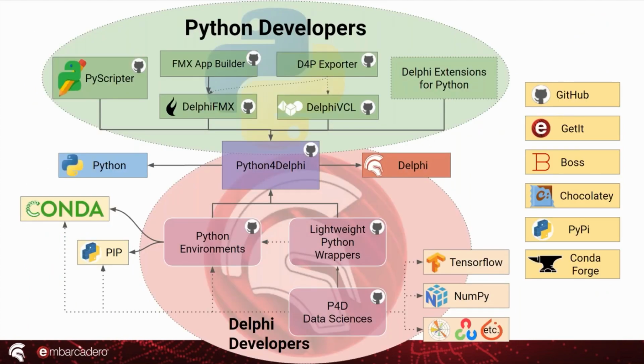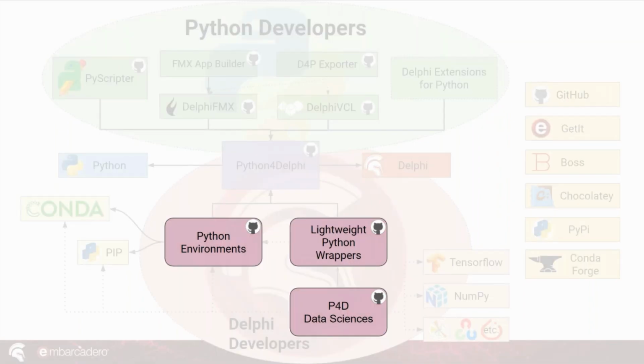So you've probably seen this diagram, our Python ecosystem, which is really flushing out quite a bit. That's okay, even if you're a Delphi developer. The bottom half is for Delphi developers, and that's where we're at today. We're looking at these three new projects: the Python environments, the lightweight Python wrappers, and the Python for Delphi data sciences library. This is cool.